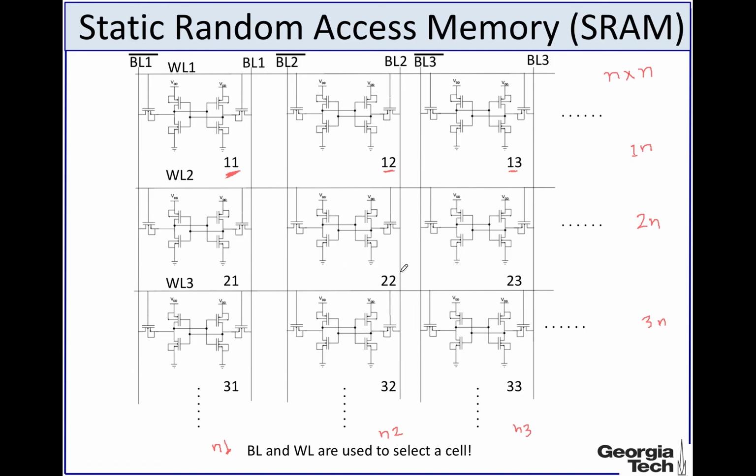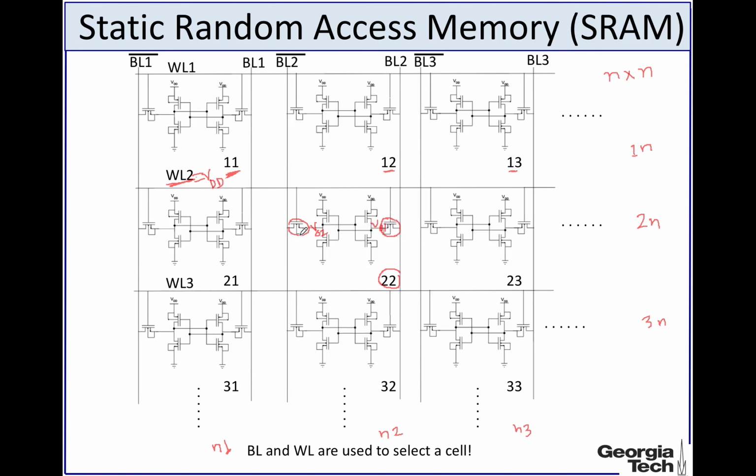Now, for example, you want to select this cell number 22. What you will need to do is put WL to VDD, and if you put WL to VDD, then you will turn on this transistor over here and this transistor over here. What does turn on mean? It means that these transistors can now carry current, and essentially the output terminals of this SRAM cell, VO1 and VO2, will be connected to bit line 2 and bit line bar. Note that if this WL2 is connected to VDD, all the pass transistors in this row will be on.